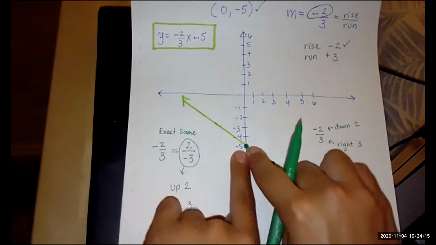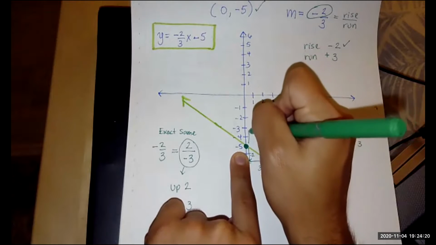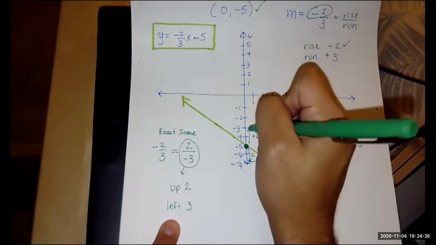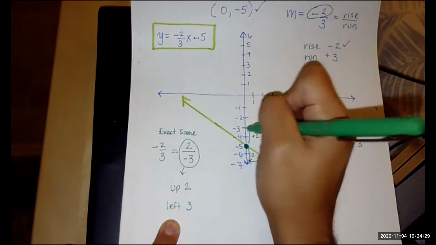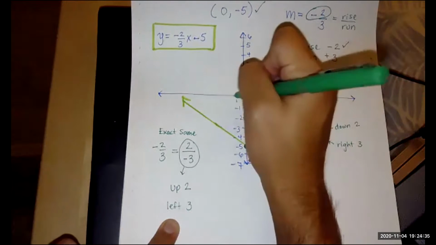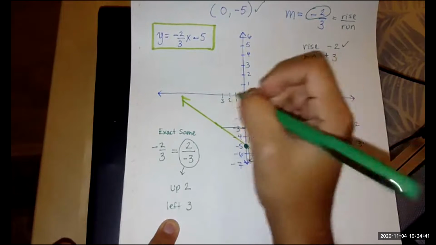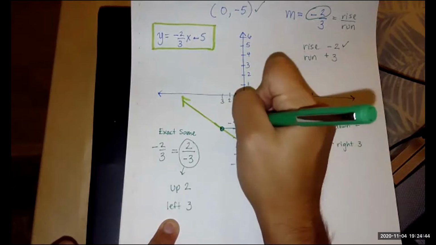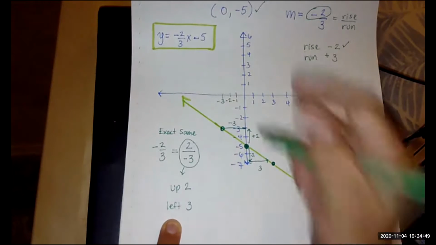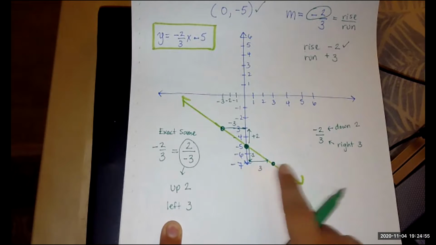So if we started at this point here, at the very first point that they gave us, and we went up 2, but we went left or back 3, we would still end up on the line. So hopefully I drew this line good enough. 1, 2, 3. Boom. -3. Because these are negative numbers. So we can go up 2 and back 3, or we could go down 2 and forward 3.